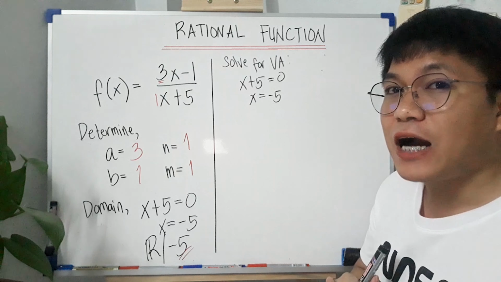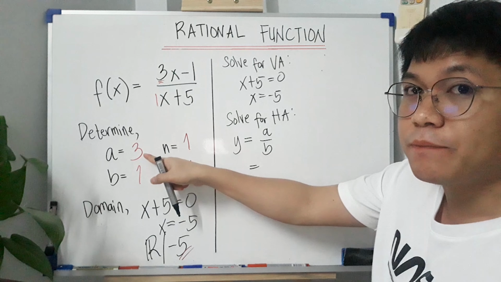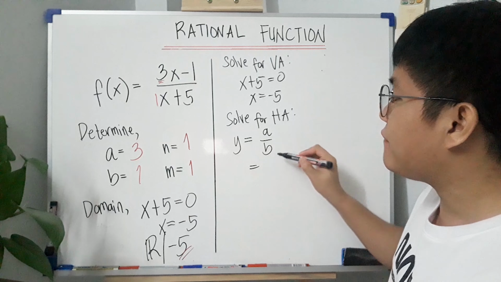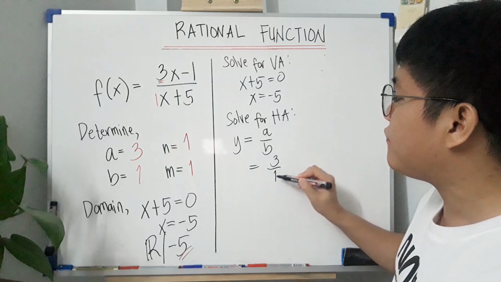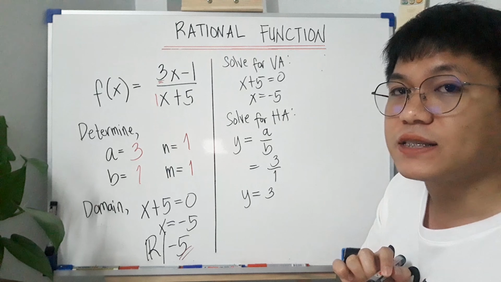So, we have here solve for HA, which is horizontal asymptote. As I said, since our n is equal to m, our horizontal asymptote can be determined by y is equal to a over b. Now, what are the values of a and b? Going back to our values here, we have 3 for a over 1 for b, which means 3. Therefore, our horizontal asymptote is given by the line y is equal to positive 3.